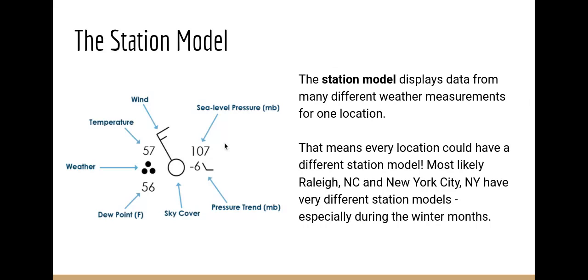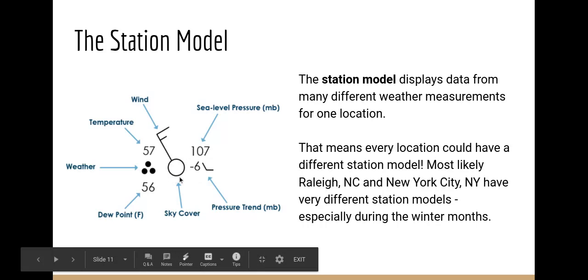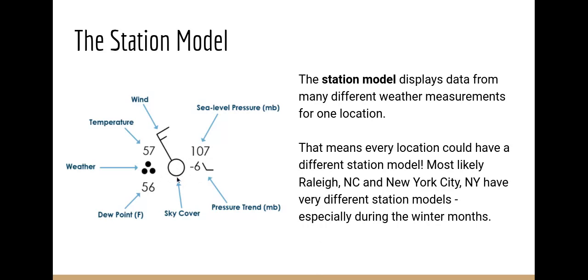A station model looks like this. So what the station model is showing us is that there's no sky cover, because in the middle here, there's nothing. If this was completely filled in, that would mean overcast. But since there's nothing in this circle, it means there's no sky cover. This line shows us which way the wind is pointing. And so this is showing us that the wind must be pointing northwest. And then these little tick marks show us how much wind there is. And we're going to talk about what these mean in the next few slides.